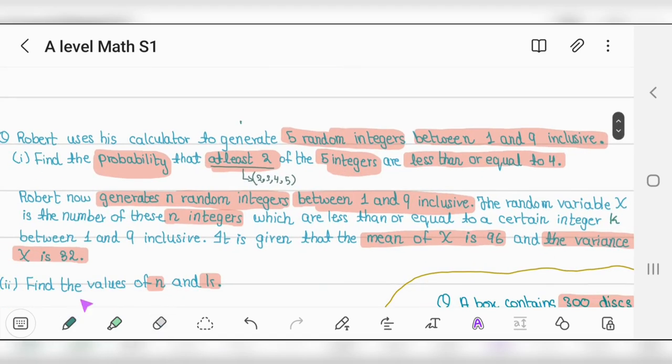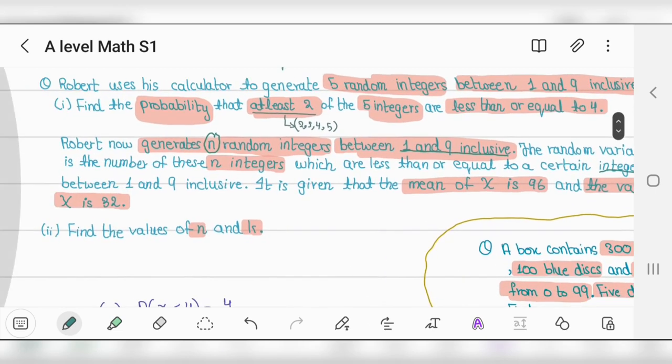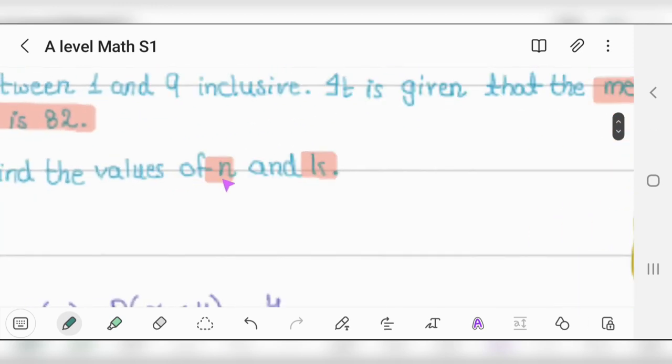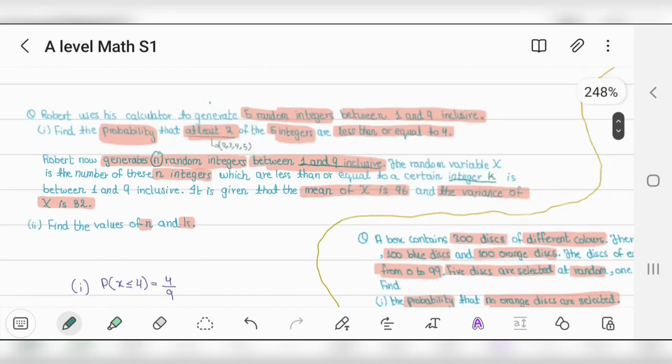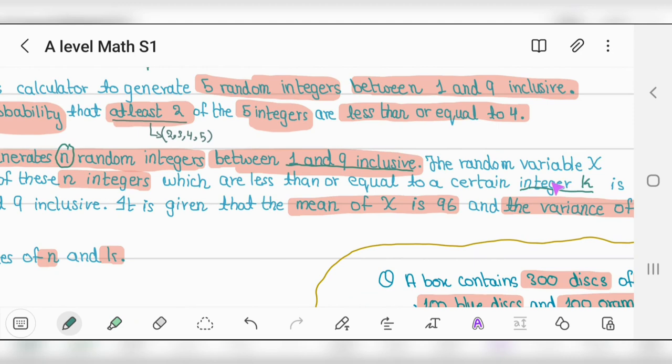Now for part 2. Robert now generates n random integers between 1 and 9 inclusive. The random variable X is the number of these n integers which are less than or equal to a certain integer k, which is between 1 and 9 inclusive. It is given that the mean of X is 96 and the variance of X is 32. Find the value of n and k, which means we need to find the total, and that particular integer that the numbers must be less than or equal to, k.